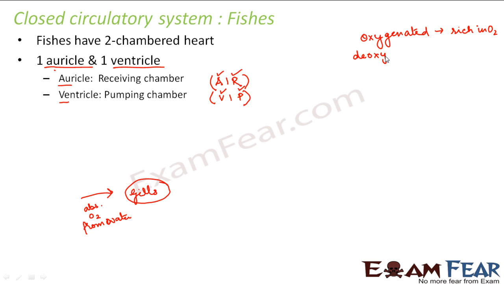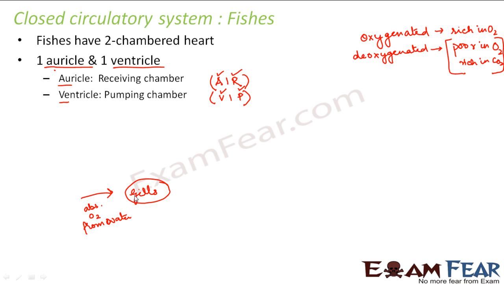And what is deoxygenated blood? Deoxygenated blood is poor in oxygen, or we can say it is rich in carbon dioxide. Till now we were talking about air, right? We were saying that good air contains a lot of oxygen and bad air contains a lot of carbon dioxide. Similarly, now we are going to talk about blood, because during transportation, whether it is oxygen or carbon dioxide, they get dissolved in blood. The blood which is rich in oxygen is oxygenated blood, and the blood which is rich in carbon dioxide or poor in oxygen is called deoxygenated blood.